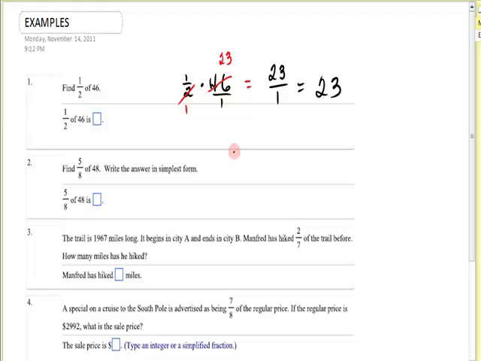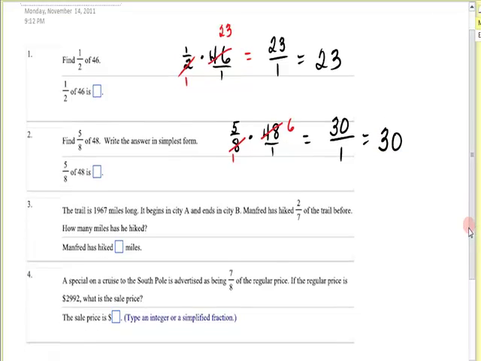Next one, 5/8 of 48. Put the 48 over 1. Can I bow tie? Yes, these problems tend to be a little bit rigged. 8 goes into itself once. 8 goes into 48 6 times. Nothing else to bow tie. Multiply: 30 over 1, or 30.